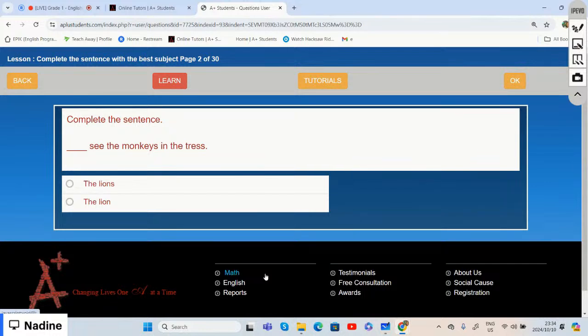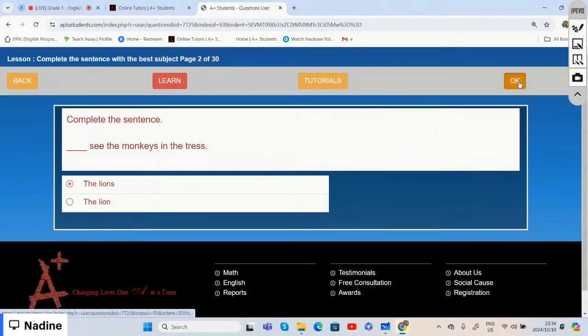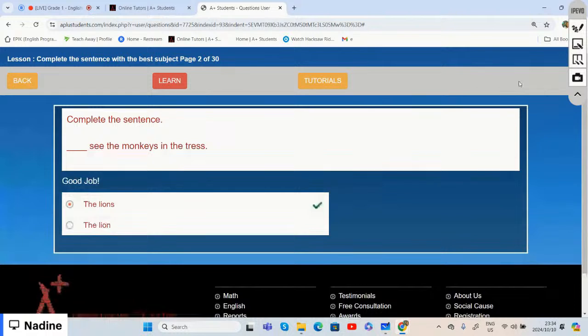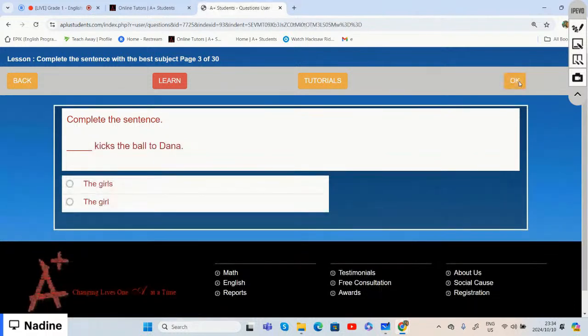And if we were to choose the correct option, then we will say the lions, more than one lion, see the monkeys in the tree. More than one lion sees the monkey in the tree. They see the monkey in the tree.